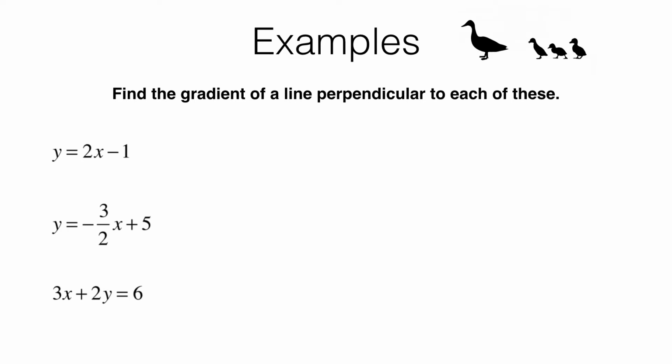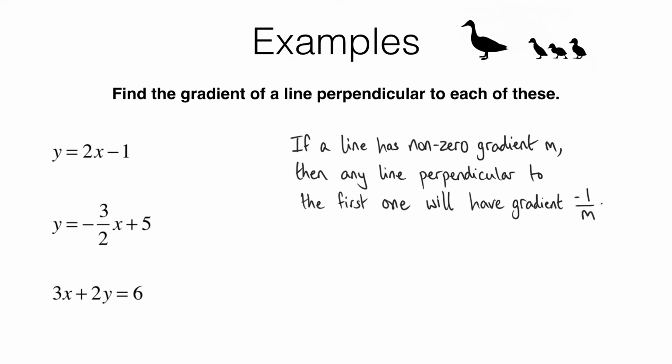So, another way of saying what I just said is this. If one line has a non-zero gradient m, then any line perpendicular to that first line will have gradient -1 over m. And that's what I said before. I said if you multiply the two gradients together, you'd get -1. And m times -1 over m gives you -1. Let's have a visual illustration of what I mean.